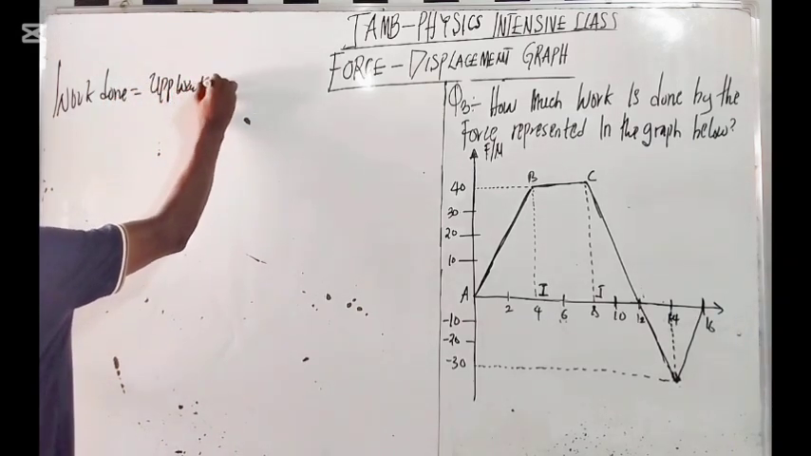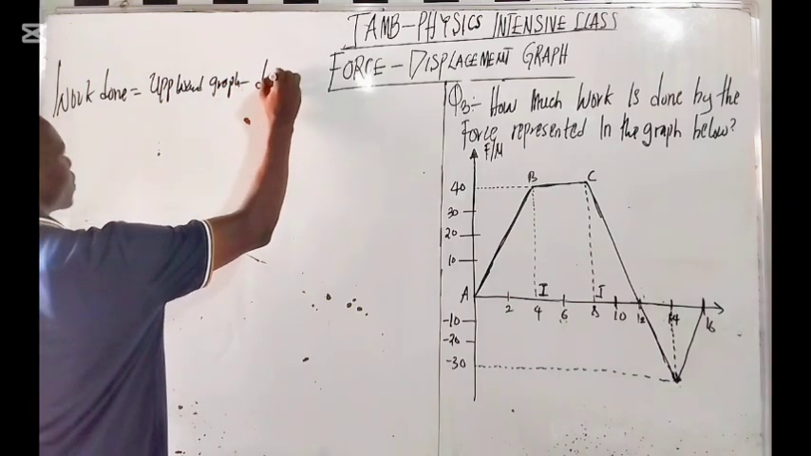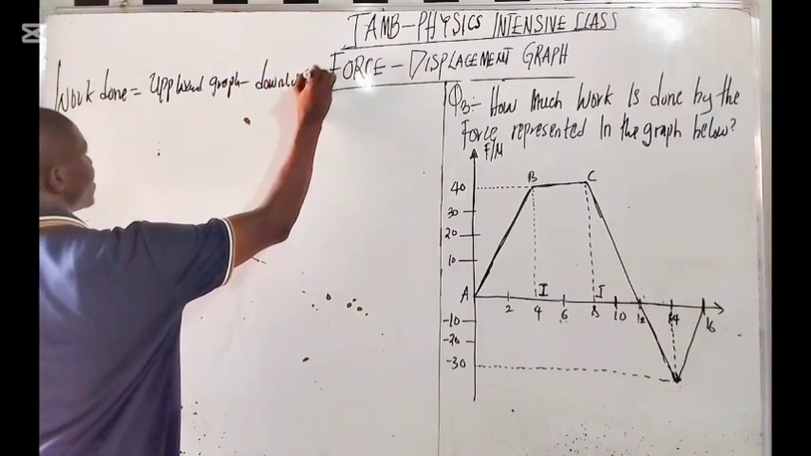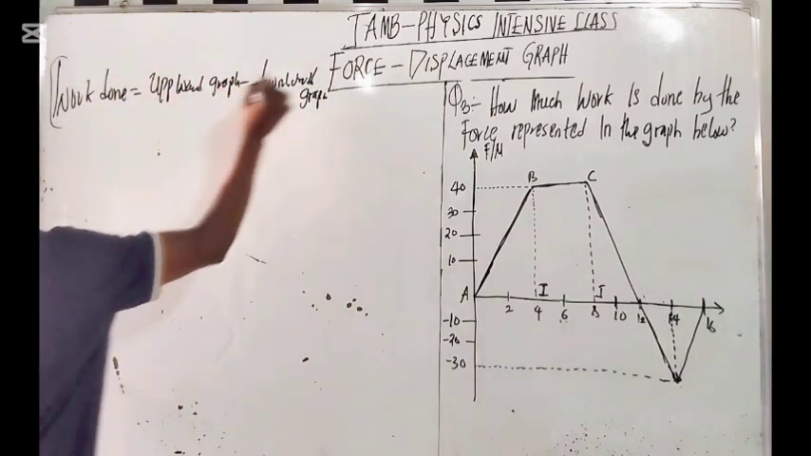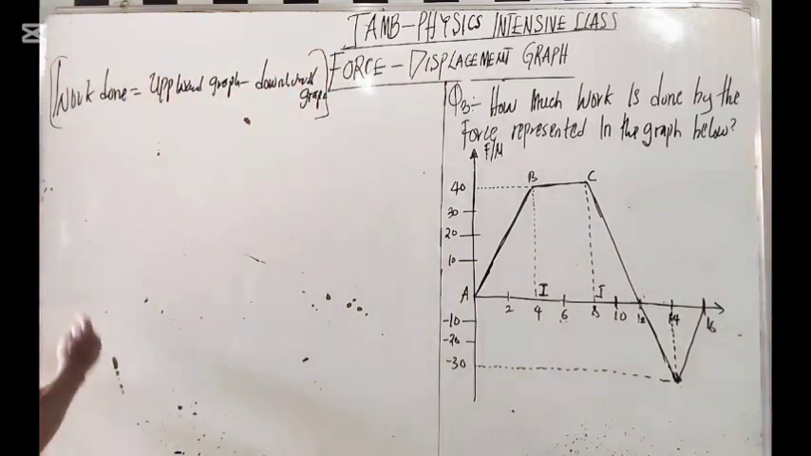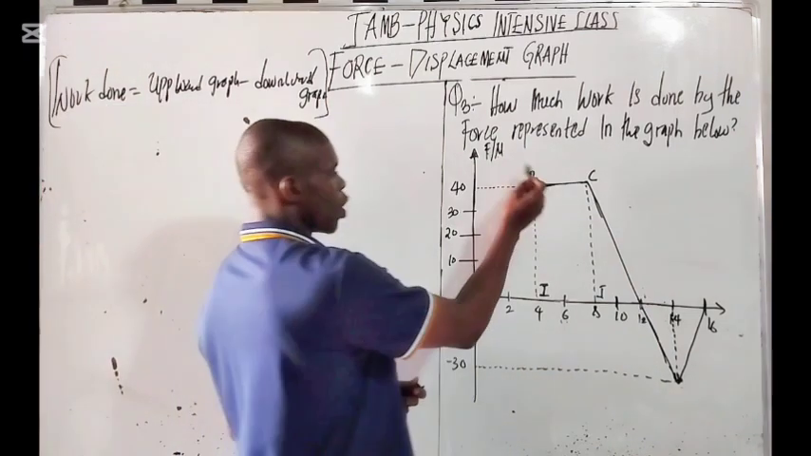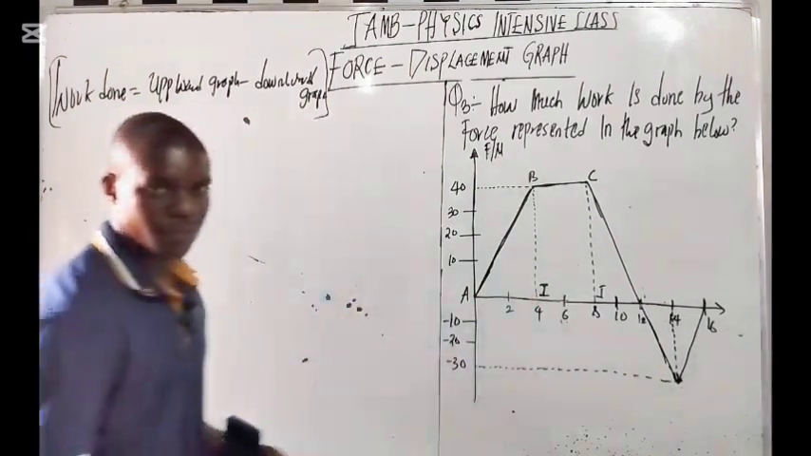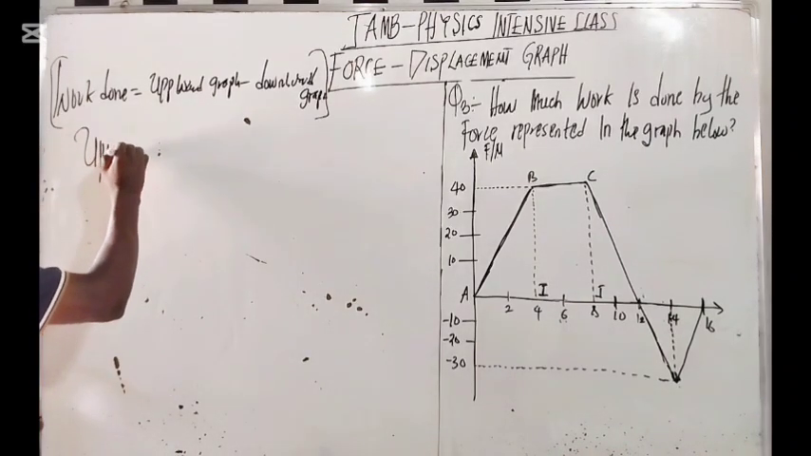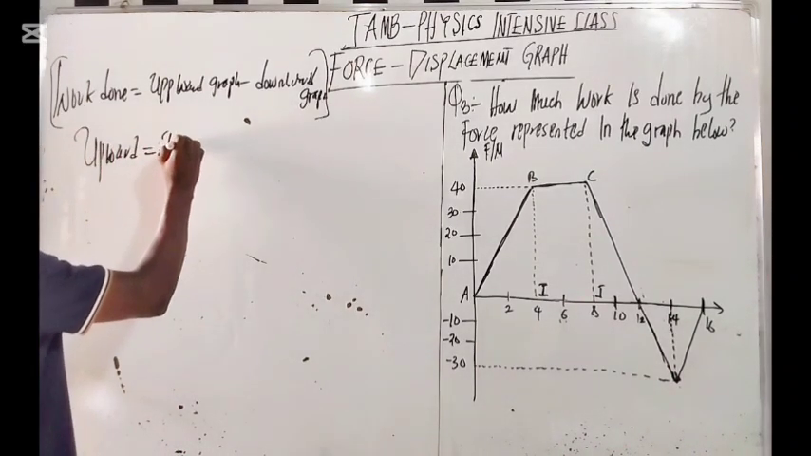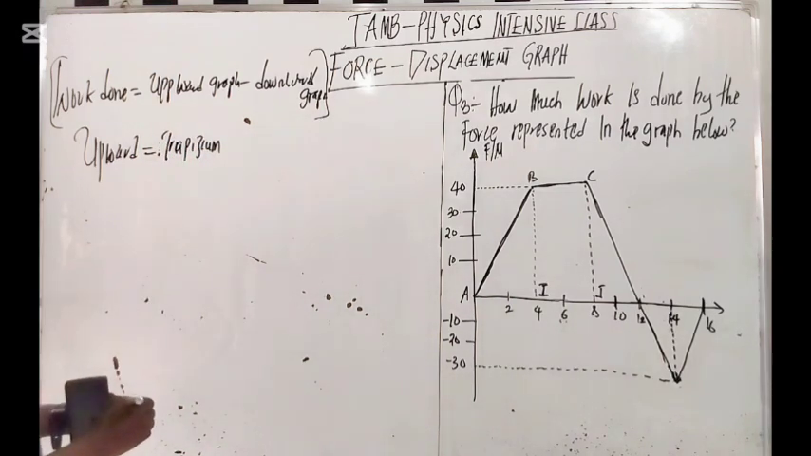Work done is the upward graph minus the downward graph. Do you understand? So let's look at the upward, which is the trapezium. Upward equals the trapezium.